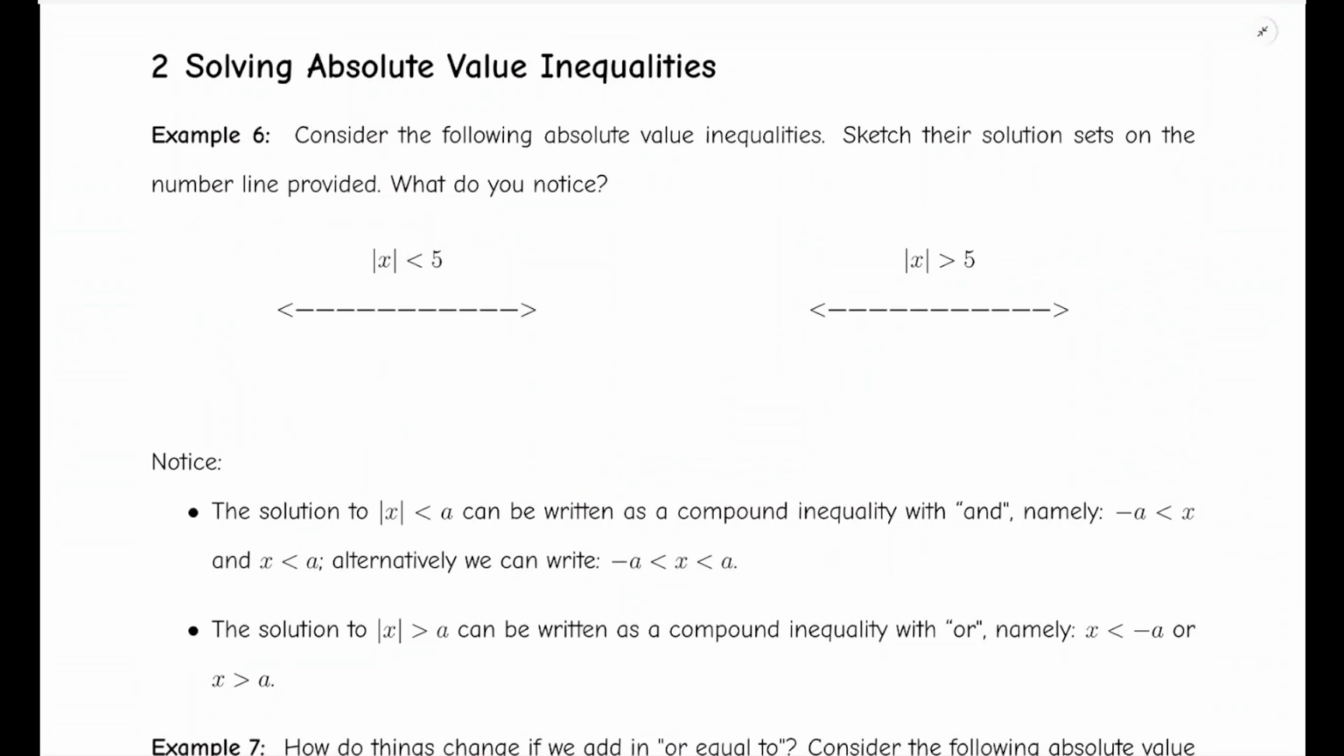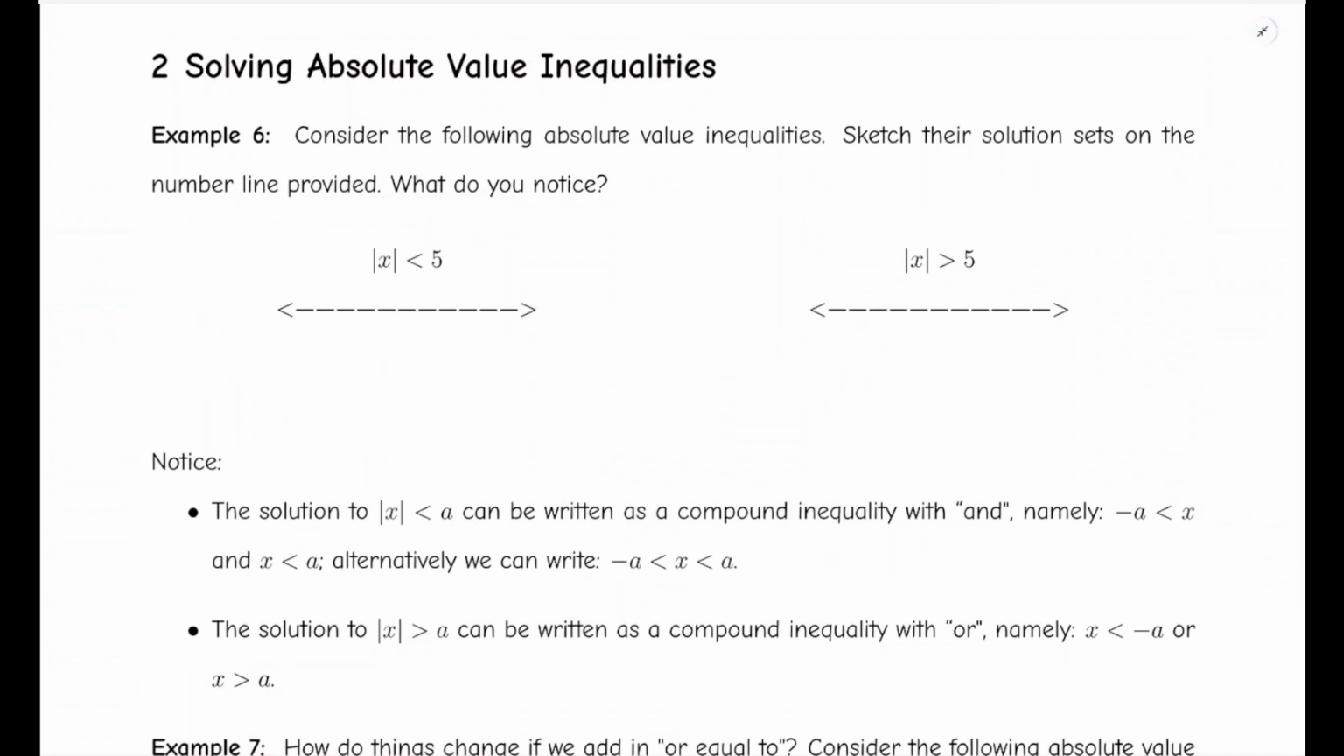Hey, this is part 2 of section 2.7, solving absolute value inequalities. Example 6. Consider the following absolute value inequalities. Sketch their solution sets on the number line provided. What do you notice? So we have the absolute value of x is less than 5.